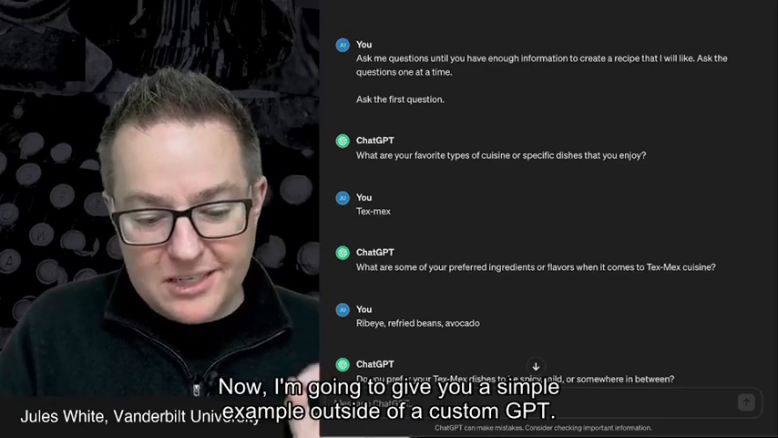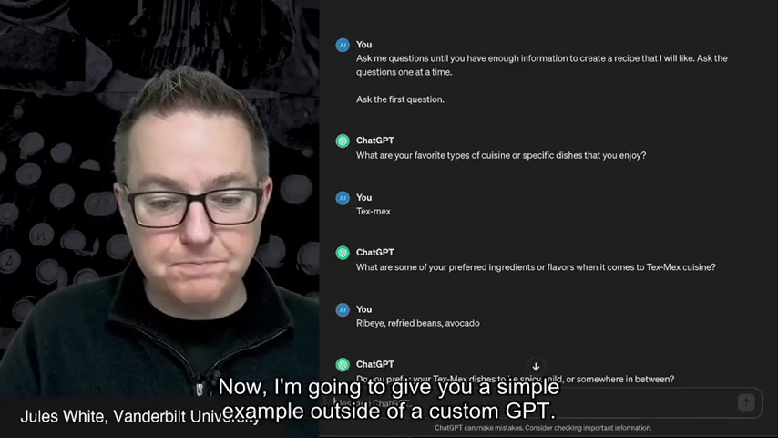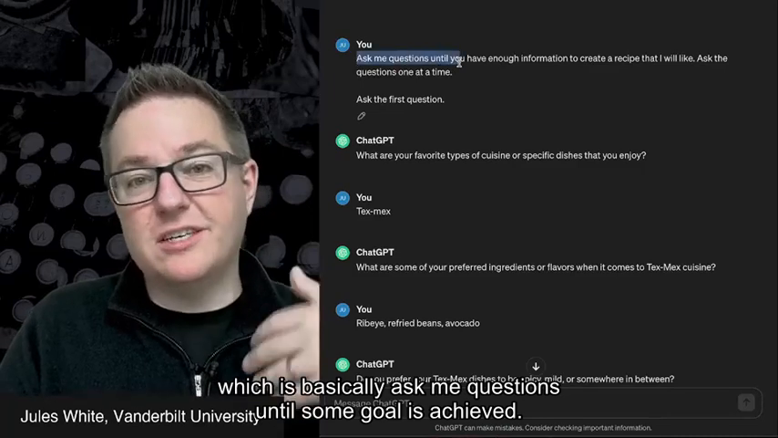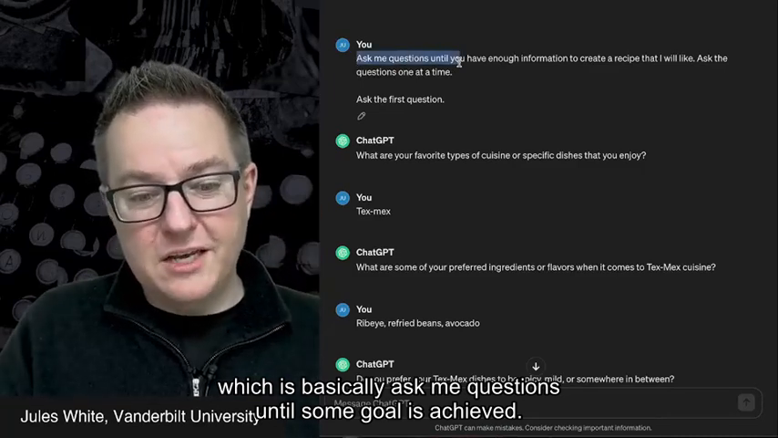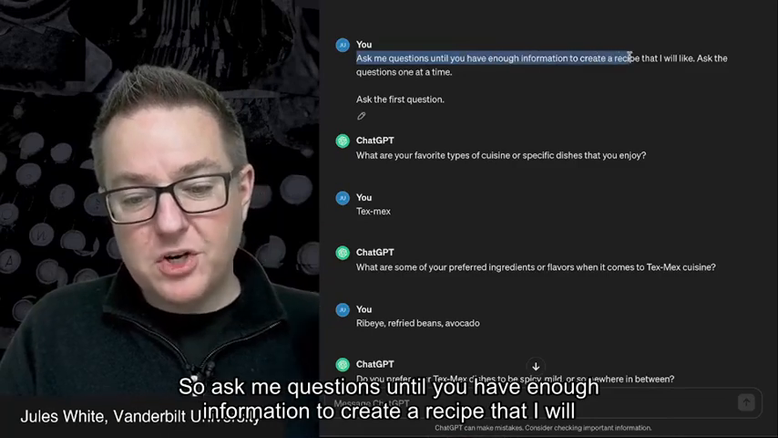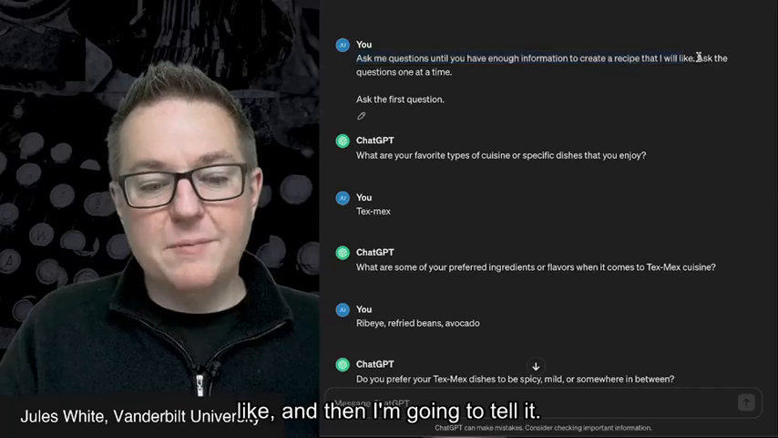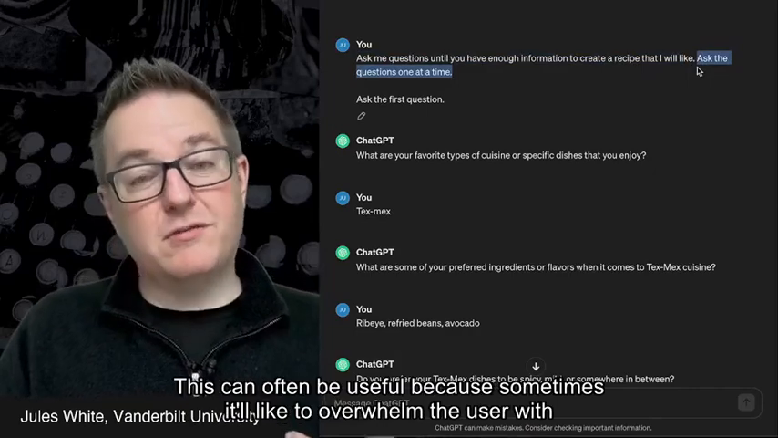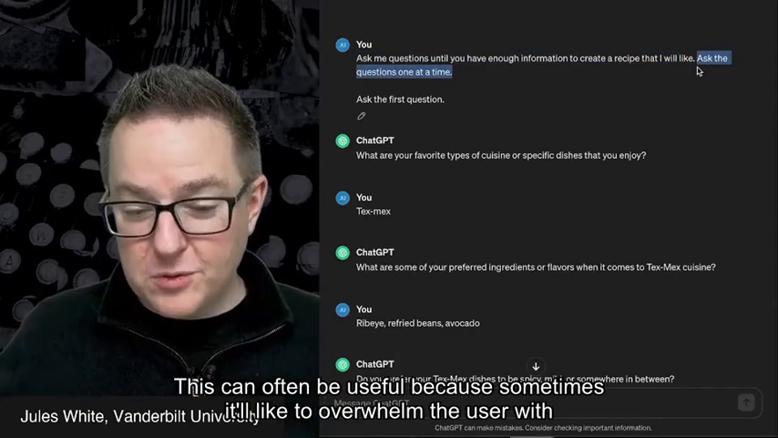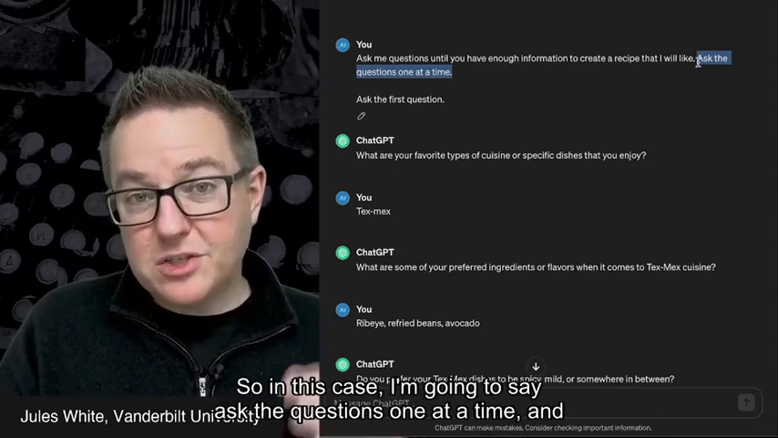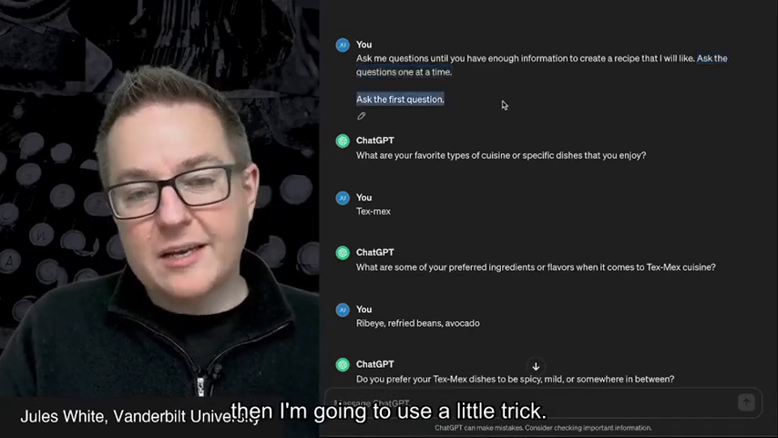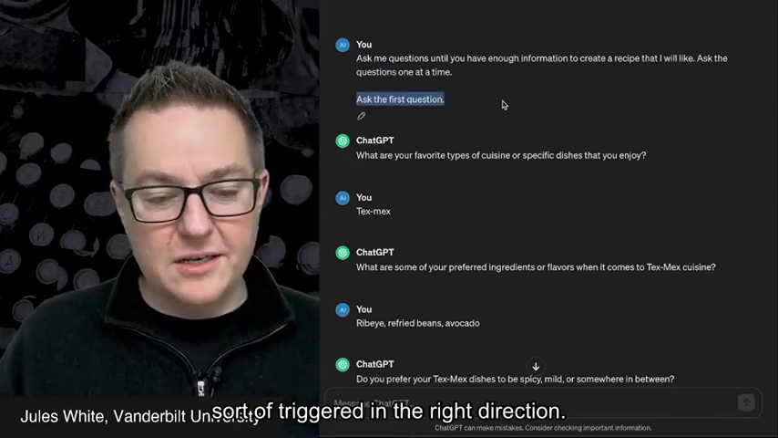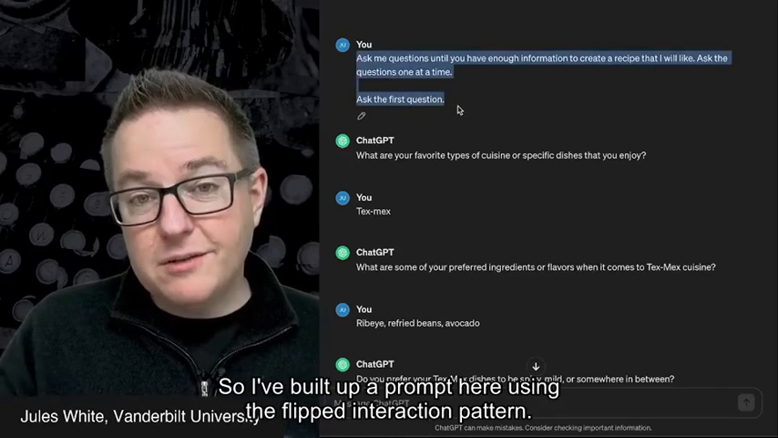Now, I'm going to give you a simple example outside of a custom GPT. So I'm going to use the flipped interaction pattern, which is basically: ask me questions until some goal is achieved. So ask me questions until you have enough information to create a recipe that I will like. Optionally, you can say how many questions to ask at a time. This can often be useful because sometimes it'll like to overwhelm the user with questions. So in this case, I'm going to say ask the questions one at a time, and then I'm going to use a little trick. Often you need to tell it, ask me the first question, to trigger it in the right direction. So I've built up a prompt here using the flipped interaction pattern.